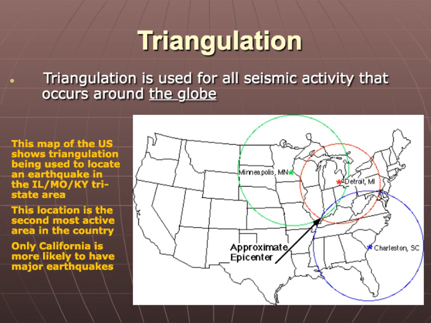Triangulation is used for all seismic activity that occurs around the globe. Quite frequently, this triangulation is done via computer because there is a worldwide network of seismographs. So whenever an earthquake occurs, computers pretty rapidly find the epicenter and determine the location.